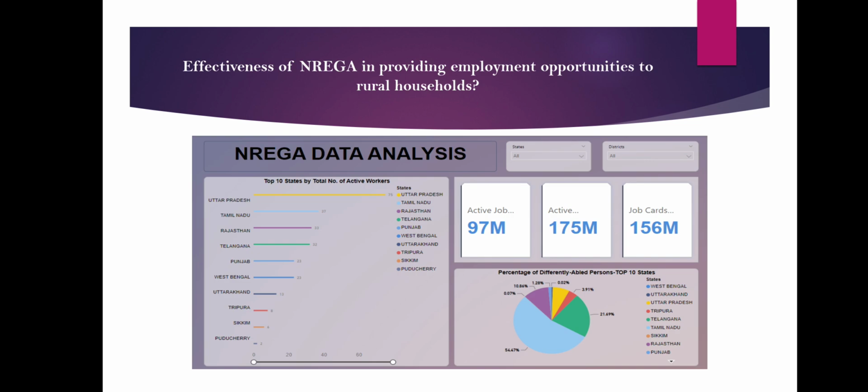First question is the effectiveness of NREGA in providing employment opportunities to rural households. Here we use a clustered bar chart, filtered with the top 10 states. Here we see that Uttar Pradesh has the highest and Pondicherry has the lowest. Along with that, we have active jobs 97 million, active workers 175 million, and job cards 156 million. We have also done the percentage of differently abled persons for the top 10, and in that we can see West Bengal has the highest and Uttarakhand has the lowest with 0.02%.